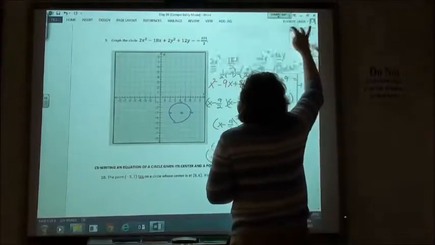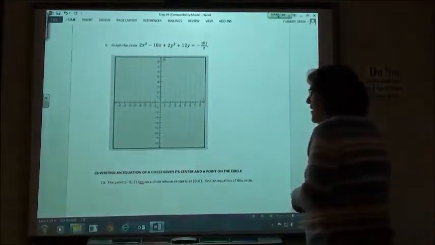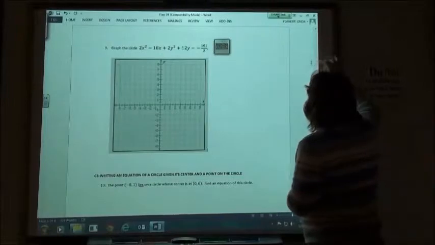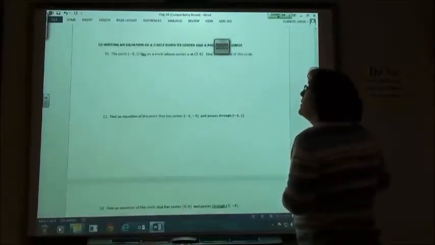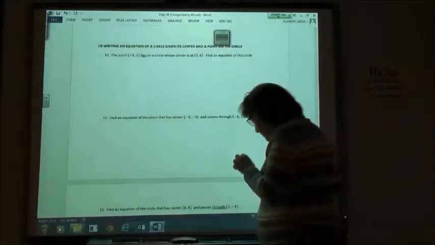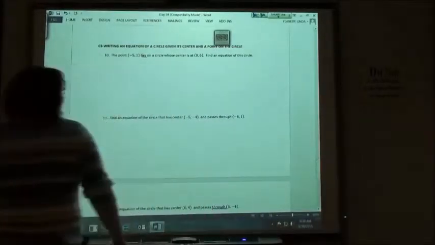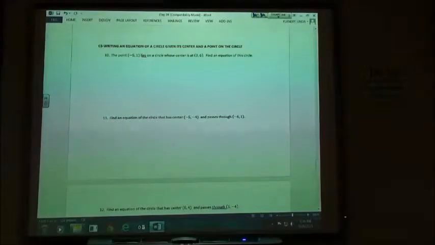Now we get to change our mind. Well, not totally. We are still going to be dealing with circles. We're going to write the equation of a circle, given that we know what the center is and that we know a point on the circle.